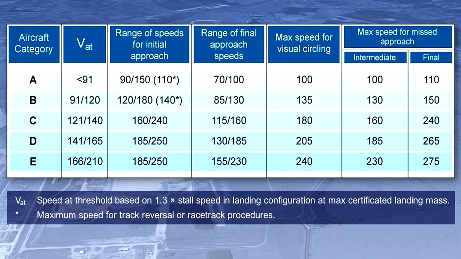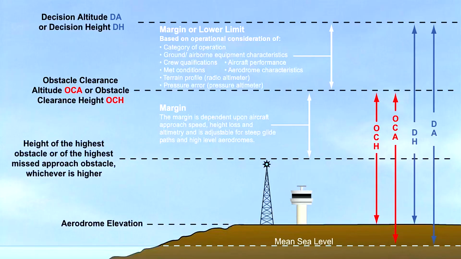The most significant factor is aeroplane speed. VAT categories of aeroplanes have been established based upon speed at threshold. VAT equals 1.3 times the stall speed in landing configuration at maximum certified landing mass. This provides a standard basis for relating aircraft maneuverability to specified instrument approach procedures.